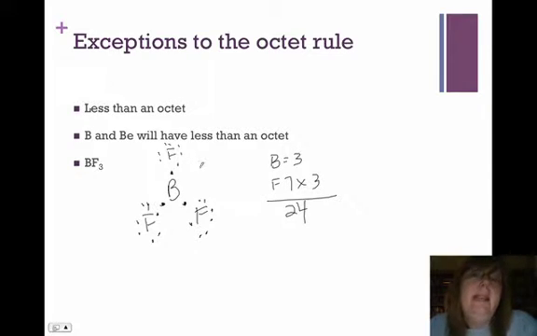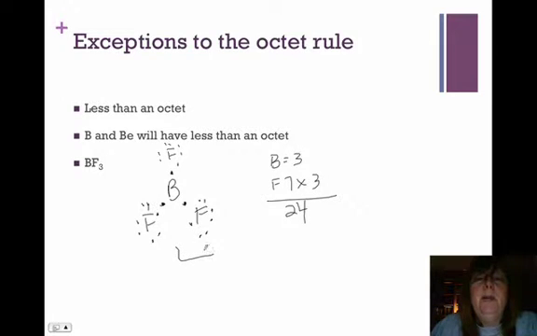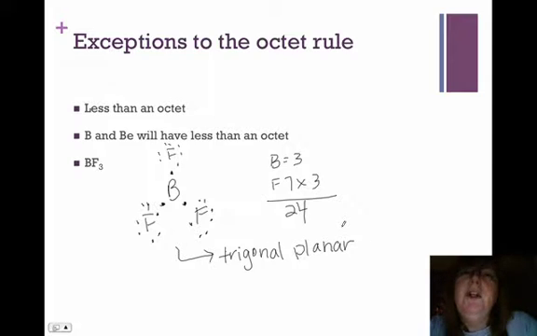So beryllium does the same thing. They're quite happy with just seeing a total of 6 valence electrons in their outer shell. The geometry of this, with 3 bonding pairs like this and no non-bonding pairs, is trigonal planar. It all falls into one plane. So whenever you're drawing a Lewis structure, if you have boron and beryllium, be thinking, oh, that's an exception to the octet rule. It will probably only have 6 valence electrons in its outer shell.